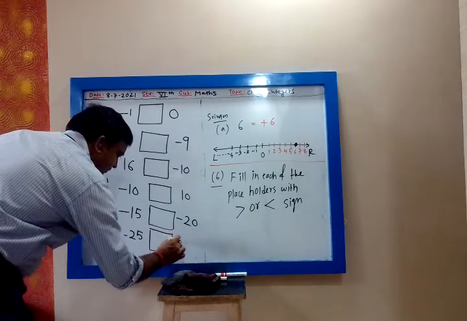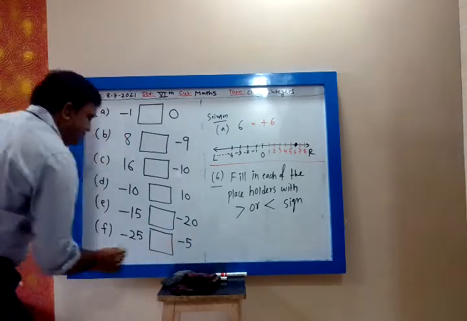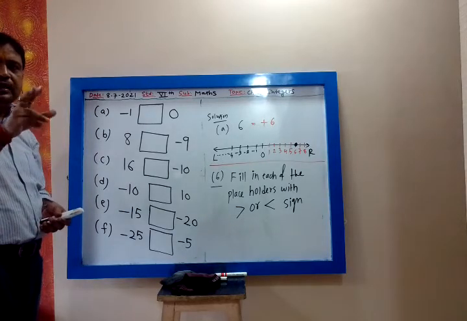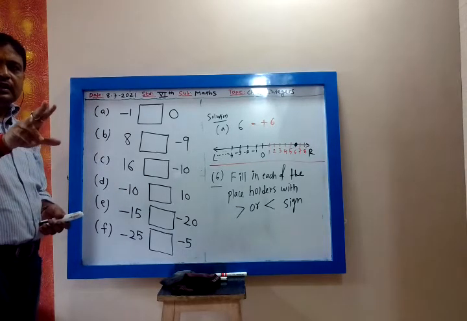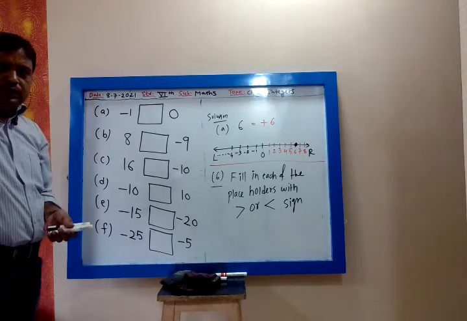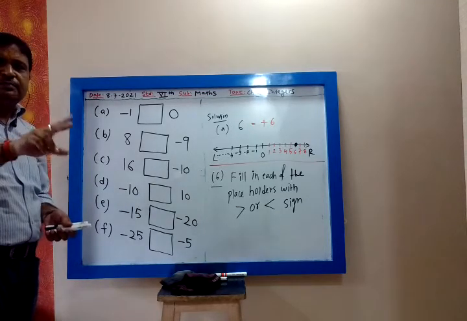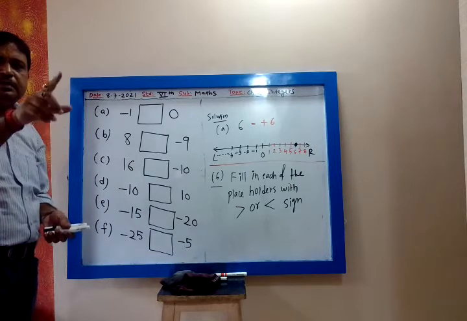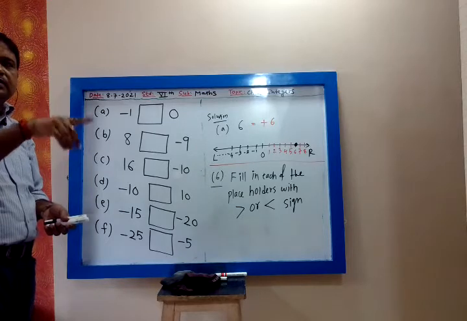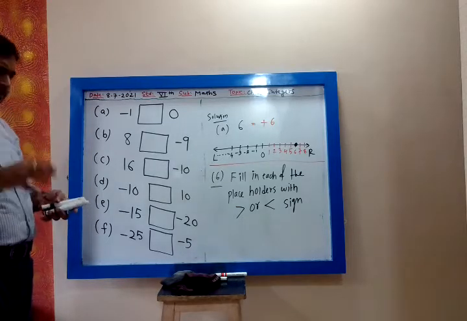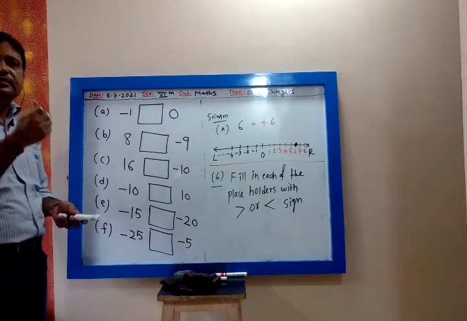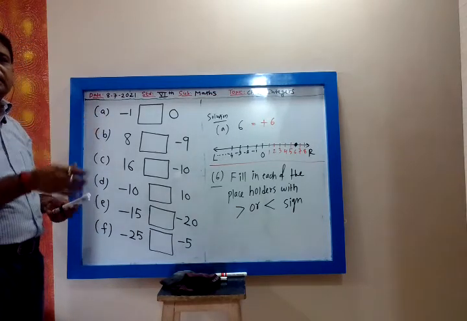So yesterday I had explained to you, whenever two numbers have same sign plus, the number which is bigger will be bigger integer, and whenever two integers have minus sign, the number which is bigger will be smaller integer. Plus is always bigger than minus.